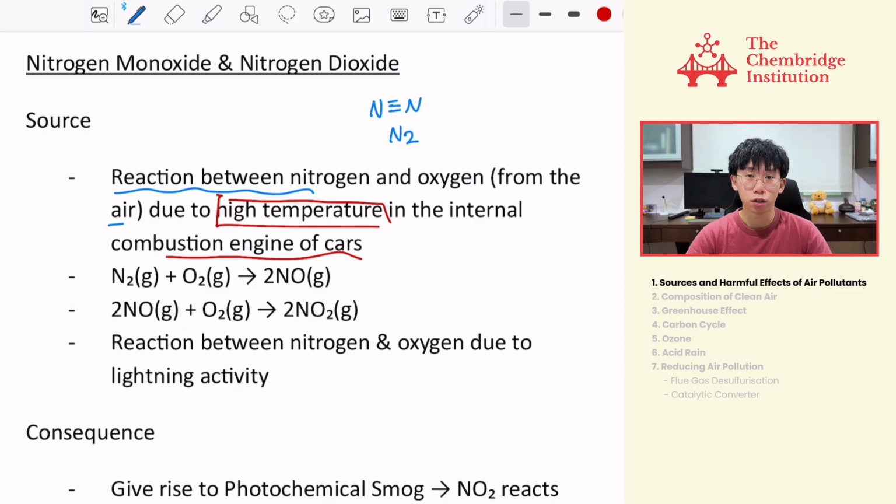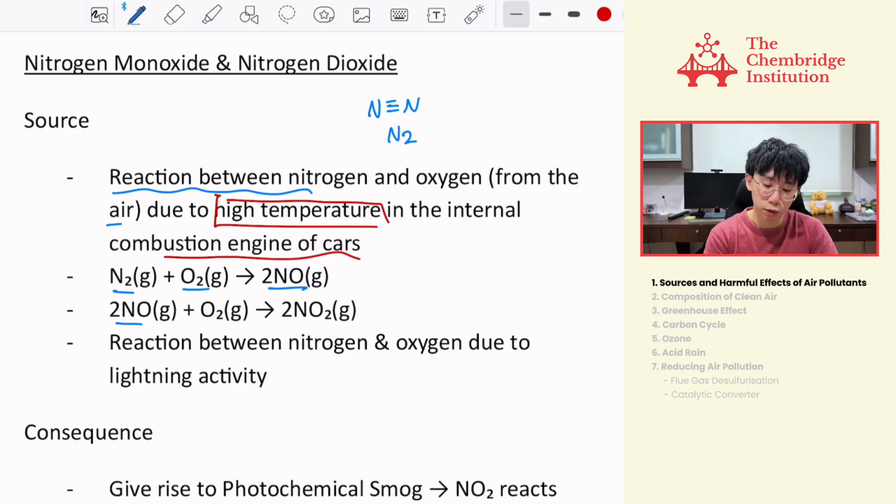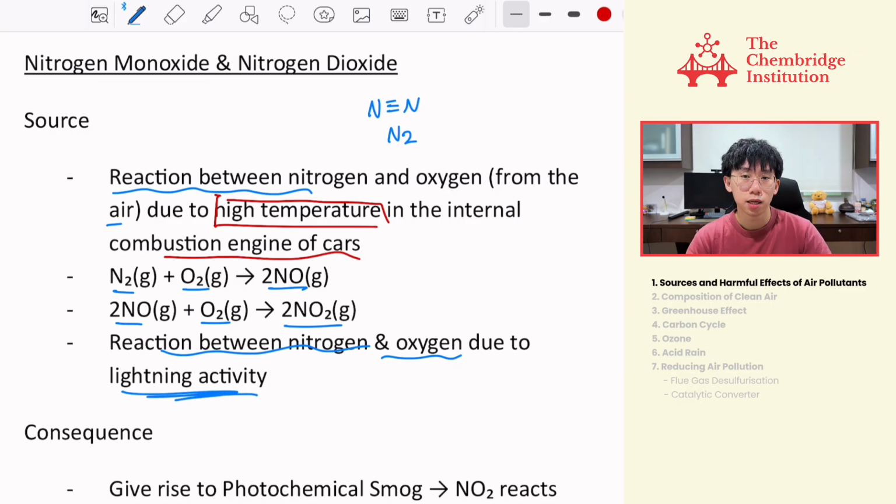And once it does that, your nitrogen becomes very reactive, and reacts with oxygen in the air to give you oxides of nitrogen. So two reactions happen: N2 plus O2 to give NO, nitrogen monoxide, or you can get NO plus O2 to give nitrogen dioxide as well. Another source of your oxides of nitrogen is the reaction between nitrogen and oxygen due to lightning activity, again because of the high temperatures.